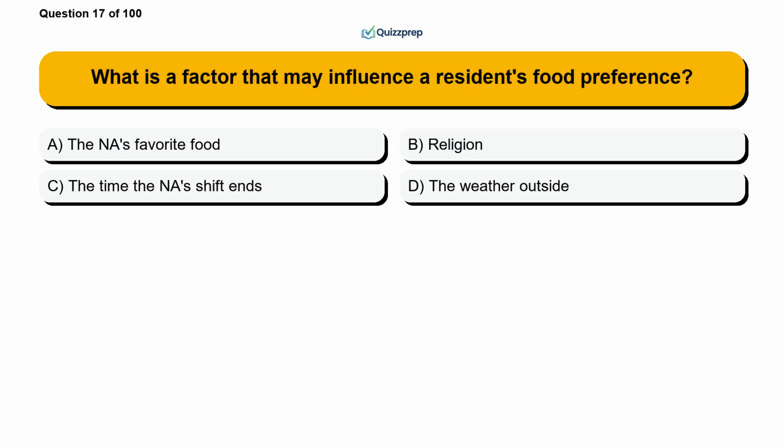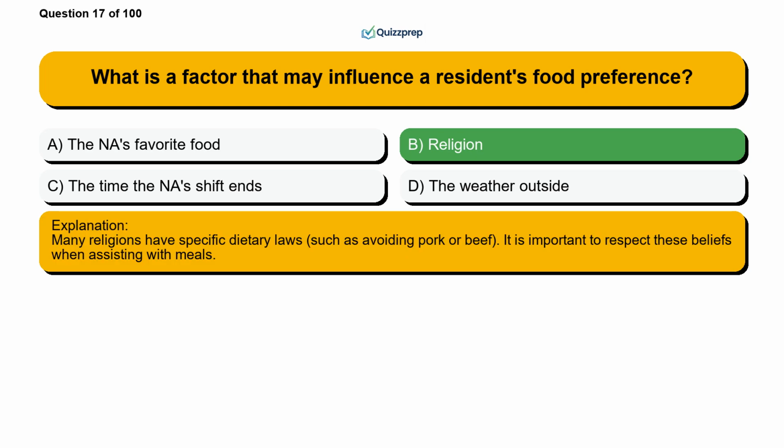Question 17. What is a factor that may influence a resident's food preference? Option A, the NA's favorite food. Option B, religion. Option C, the time the NA's shift ends. Option D, the weather outside. The correct answer is option B, religion. Many religions have specific dietary laws, such as avoiding pork or beef. It is important to respect these beliefs when assisting with meals.